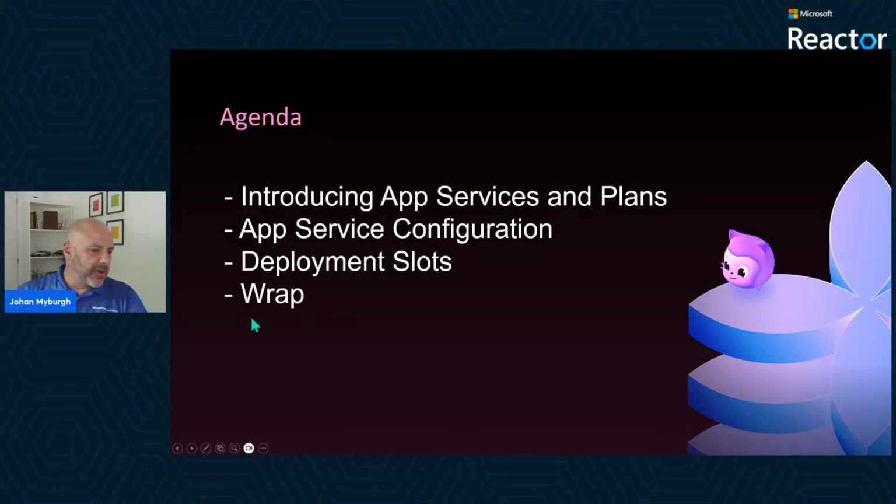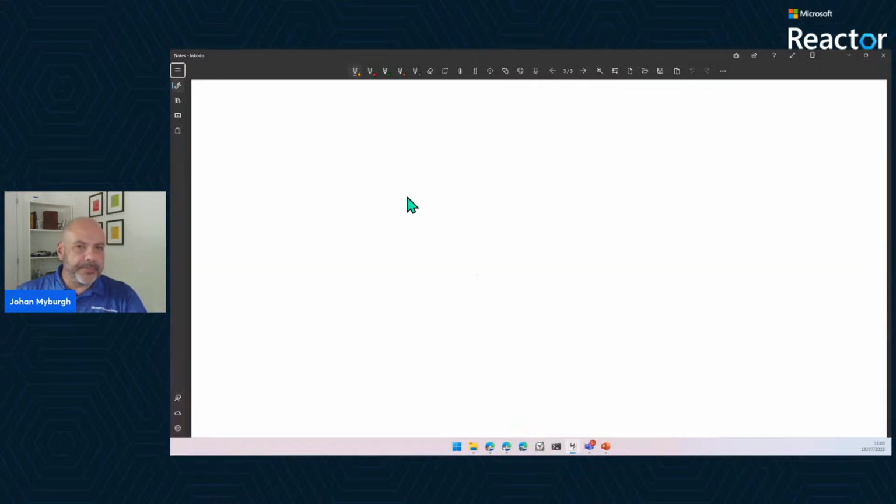So without any further ado, I'm going to open up my Encoder whiteboard here, and I want you to think of app services as there's really 2 resources in Azure that we're referring to when we're talking about app services. We're talking about an app service plan.